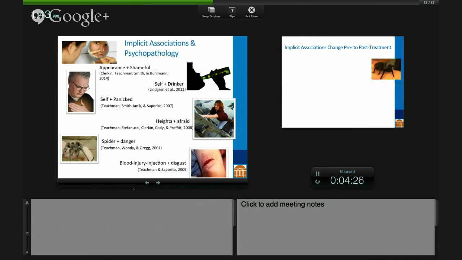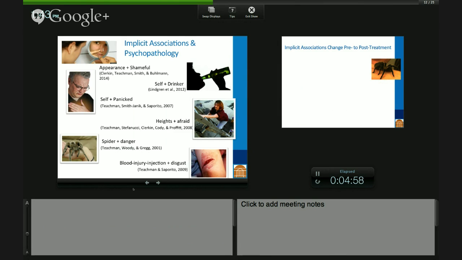And those three problem areas I oriented you to at the beginning, we've seen that sure enough, people do show implicit associations of appearance with shameful if they have body dysmorphic disorder. We see a nice dose-response relationship with symptoms. If you're sub-threshold for the clinical disorder, you have some of that association, in between the diagnosed and the control. We've seen it many times with populations that have alcohol dependence, that they have the self plus drinker associations. We've seen it with folks with panic disorder, and we've done this in well over a dozen different populations.